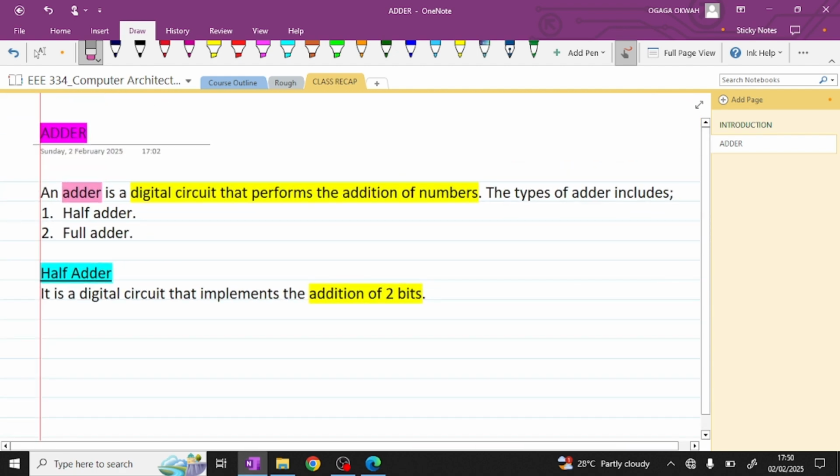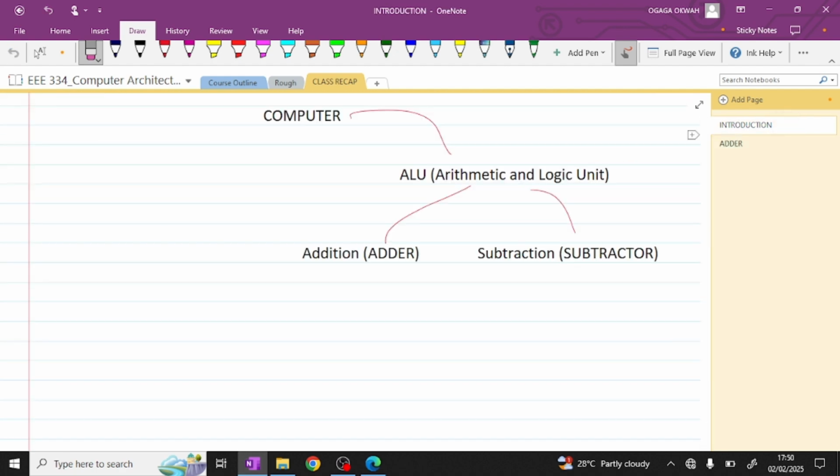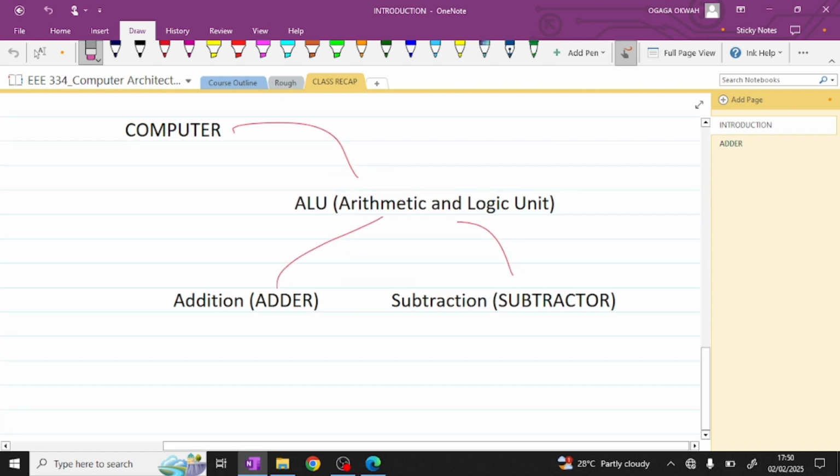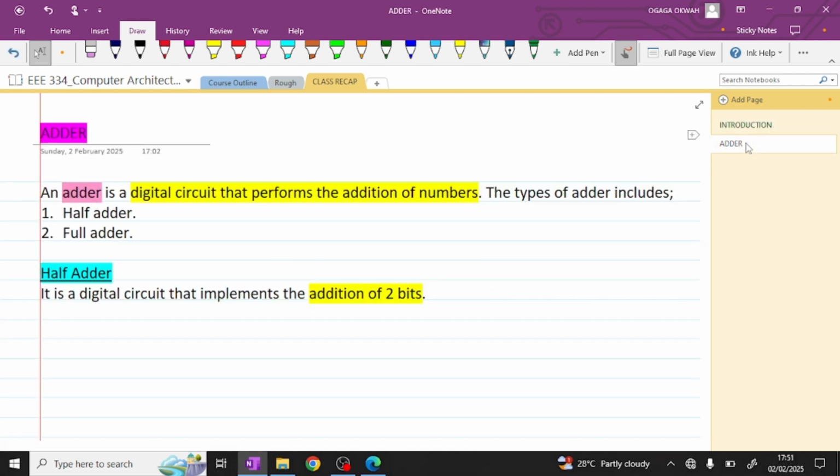In this video we're talking about addition, the adder, which is from our previous video. We talked about the intro to computer architecture, and in the last part of the last video we said that the arithmetic and logic unit does two major operations, which are addition and subtraction. Of course, the addition is the adder, and the subtraction is the subtractor. So in this video we talk about addition. How is this carried out?